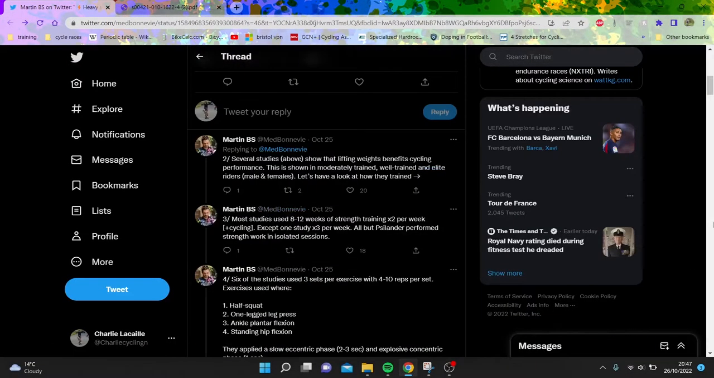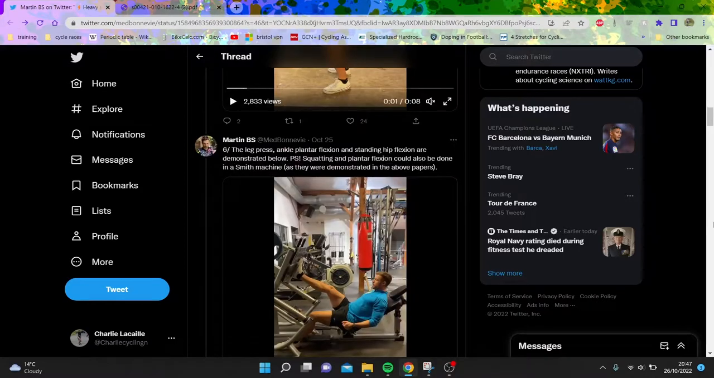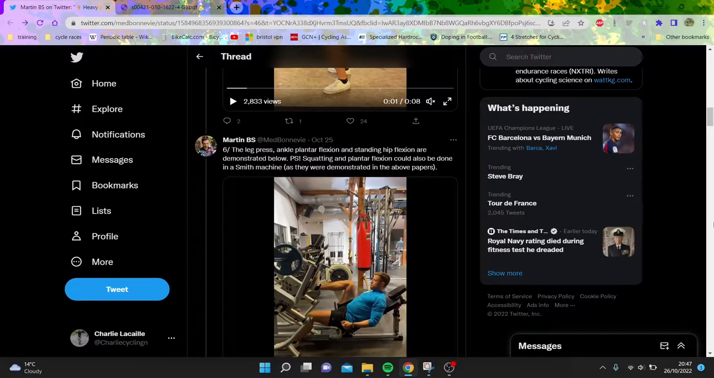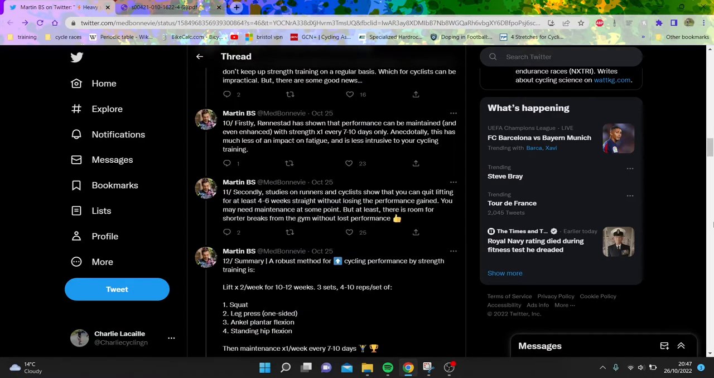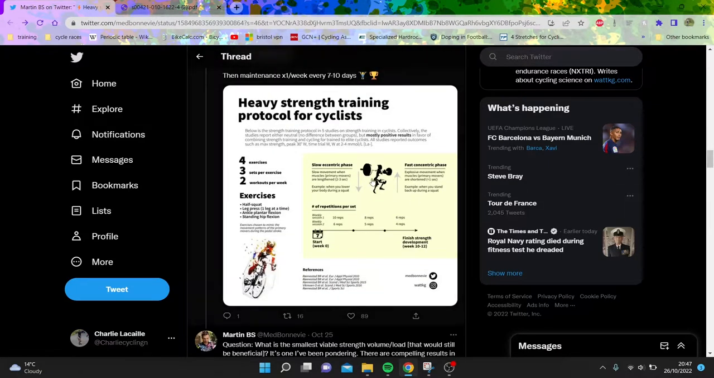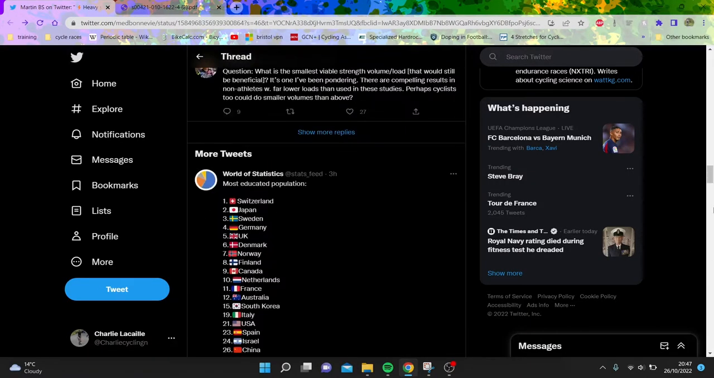This Twitter thread is really useful as well, so I'll link that because it's pretty interesting. It's saying you really want to push on the upstroke, when you're moving up, because that's similar to what you do in cycling. This is all really, really useful stuff.